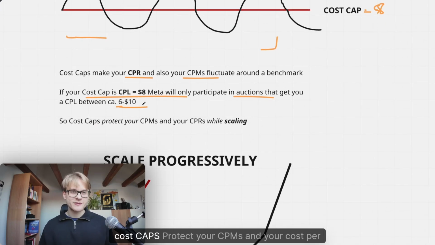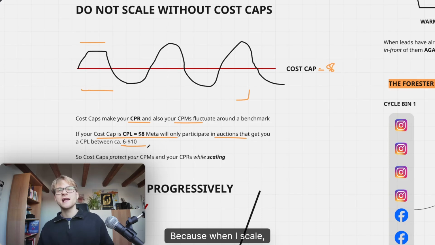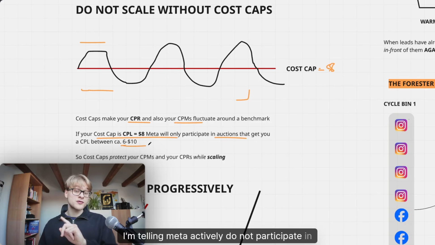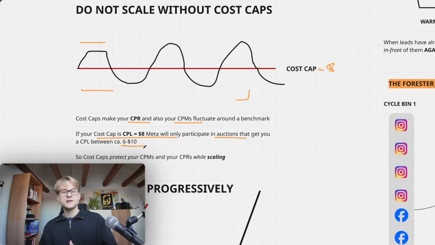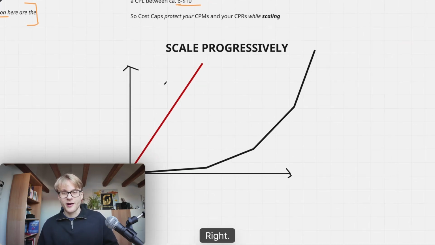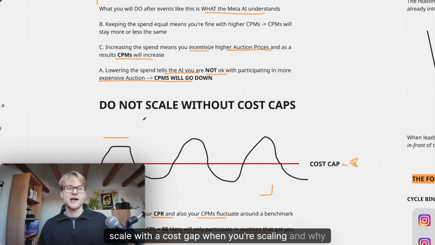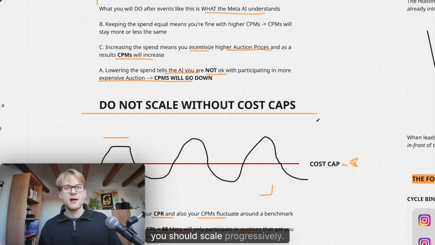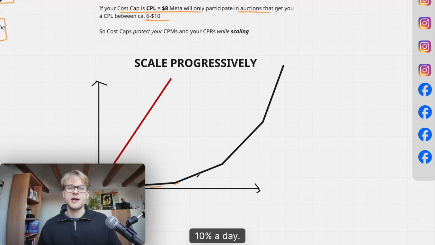Now, cost caps protect your CPMs and your cost per results while scaling, because when I scale, I'm telling Meta actively do not participate in higher auctions, so do not increase my cost per mille and do not increase my cost per leads. This is a main reason why you should always scale with a cost cap, and why you should scale progressively. So you want to scale around 10% a day.